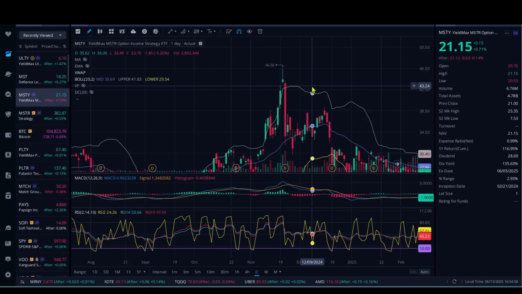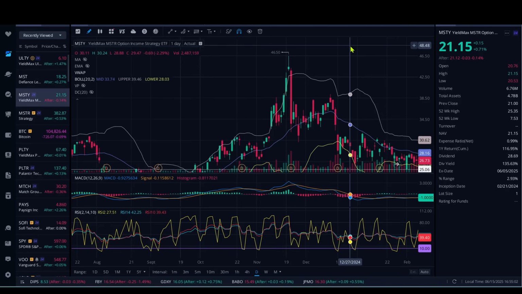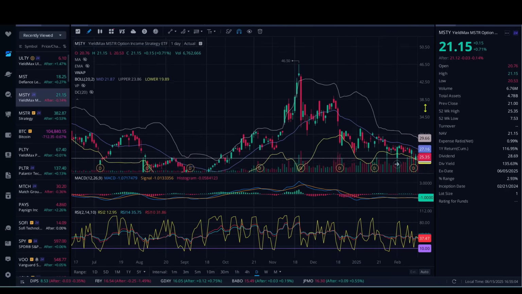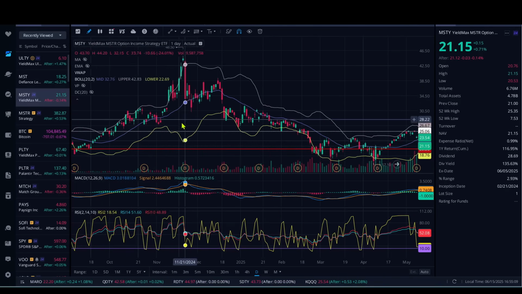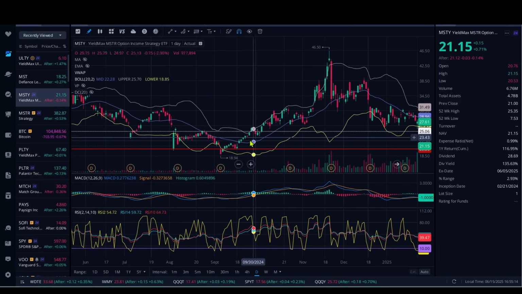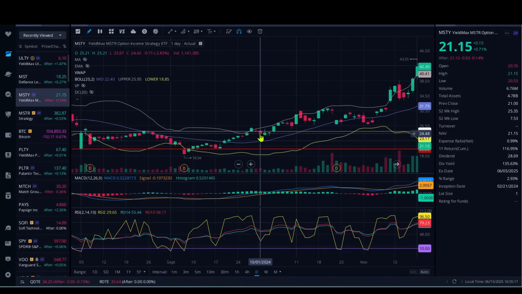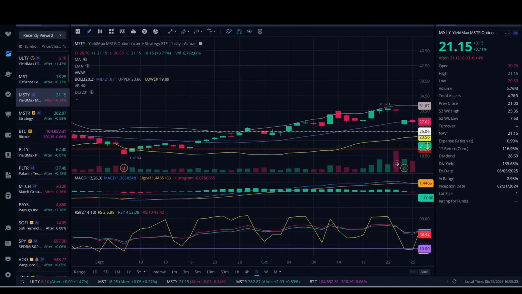But what if we use that lower price? So let's just see what's a good price here. And I'm thinking somewhere around that maybe $25 range. And that's what I've got this little dotted line here at. So we can just slide over here and we'll say, well, what if we got into MSTY on this little red candle day right here?